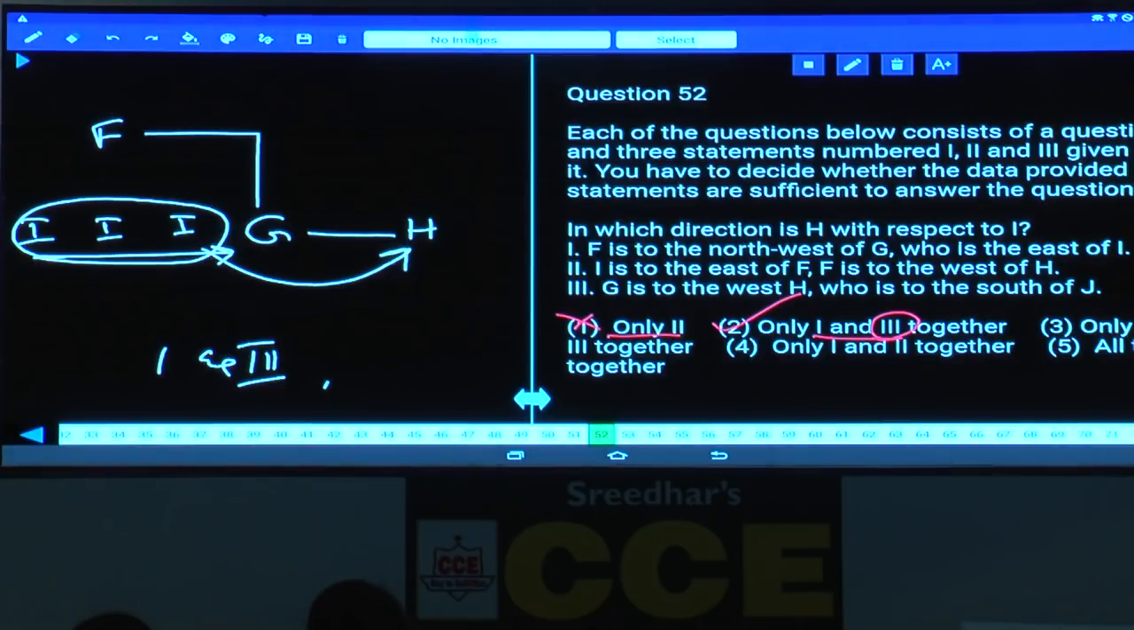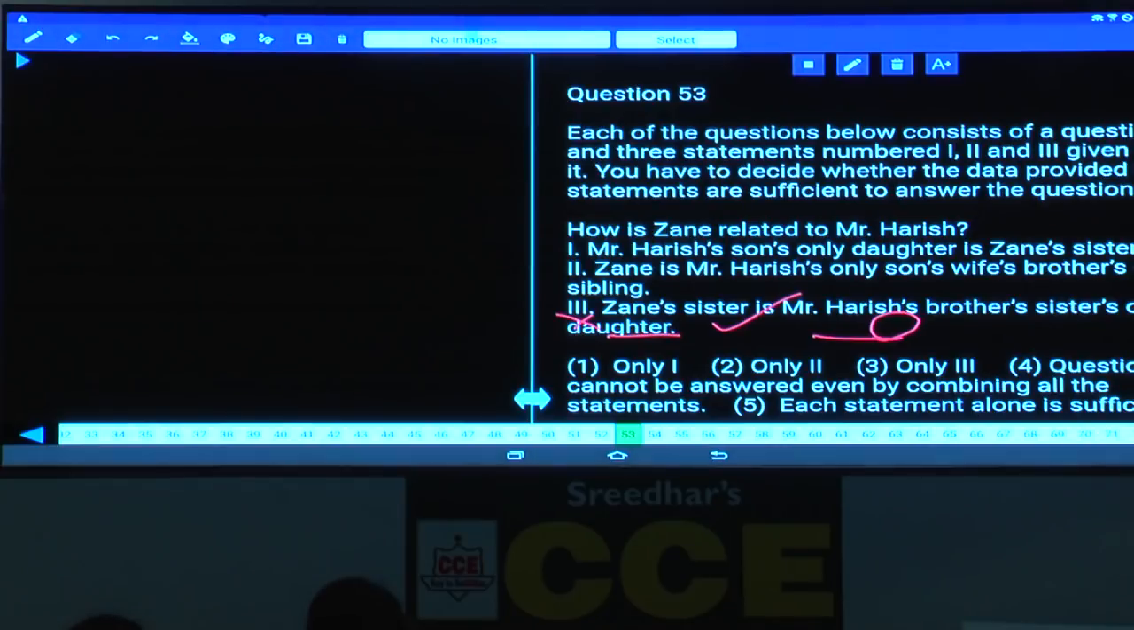Clear now? Then question number 53. Now in this question number 53, how is Jane related to Mr. Harish? Now what about this Jane? Male or female? How do we know? We are not supposed to go with the name of a person. The gender of a person cannot be determined just with the name.